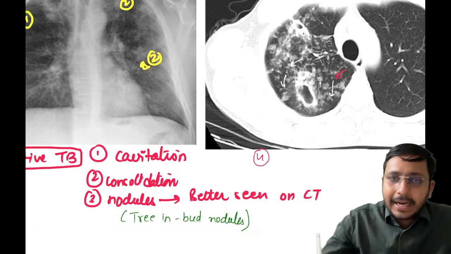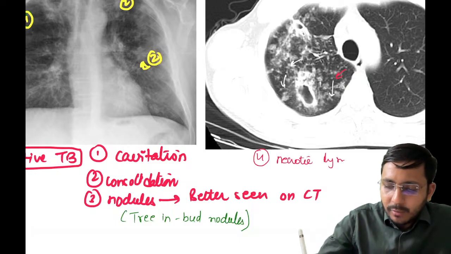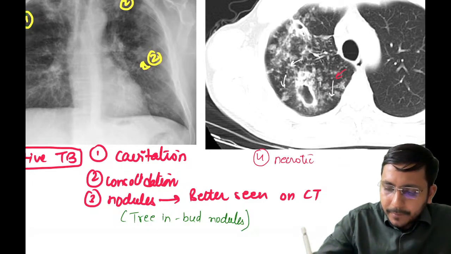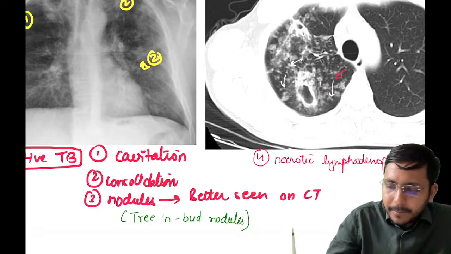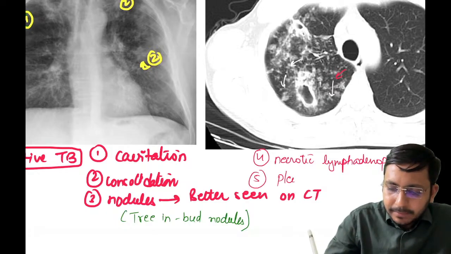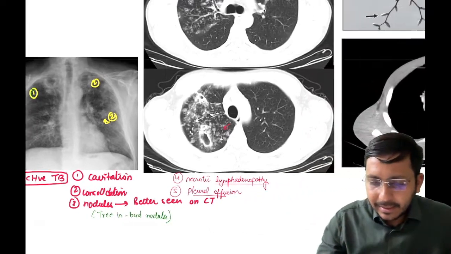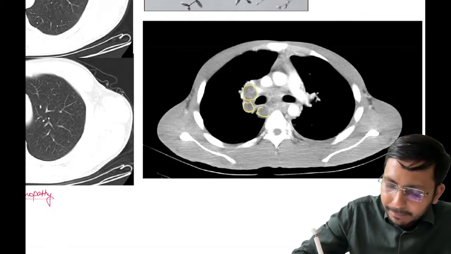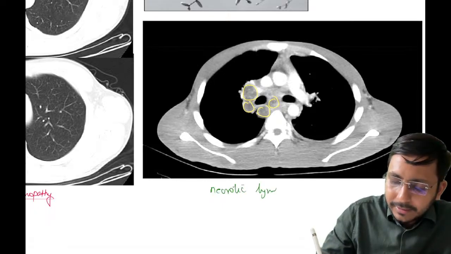Now fourth sign of active TB is necrotic lymphadenopathy. Write it अच्छे से, necrotic lymphadenopathy. And fifth thing is pleural effusion. Right, now necrotic lymphadenopathy कैसे दिखती है हमें? CT पे better दिखती है. So these are enlarged lymph nodes which are appearing hypodense. This is necrotic lymphadenopathy.